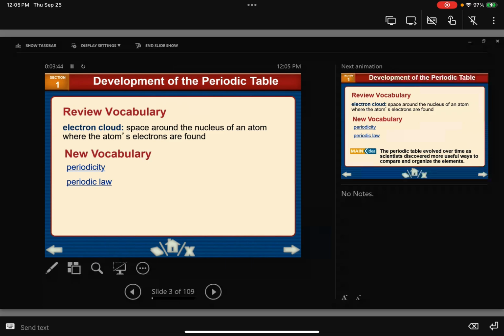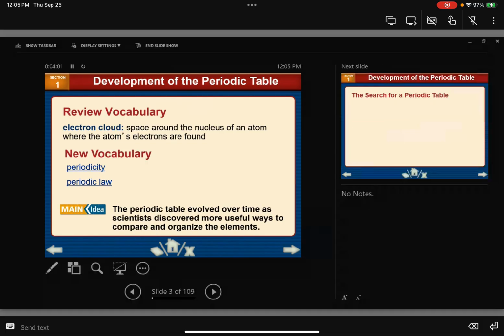A review of some vocabulary plus our new vocabulary. The electron cloud is the space that is around the nucleus of an atom where the electrons are found. Some new terms for this lesson include periodicity and periodic law. And the big idea that we are exploring in this lesson is that the periodic table evolved over time as scientists discovered more useful ways to compare and organize the elements.